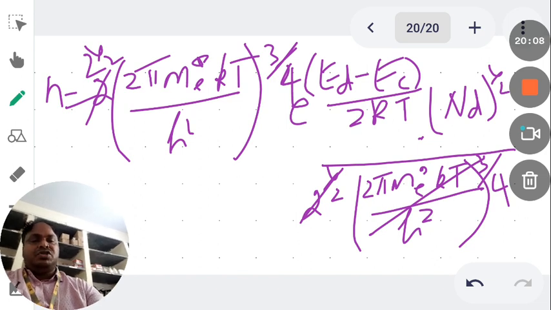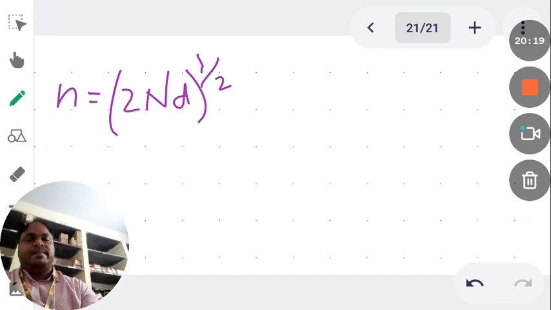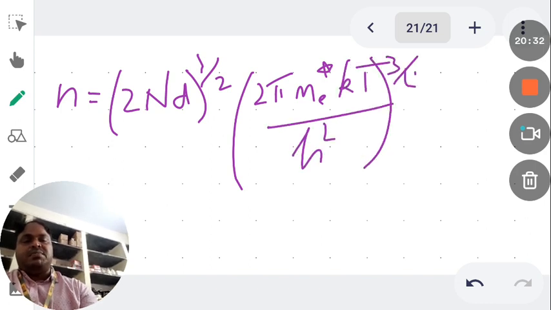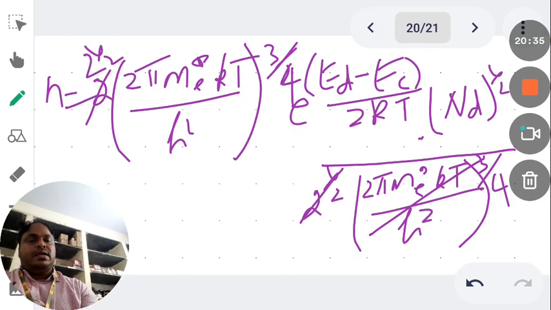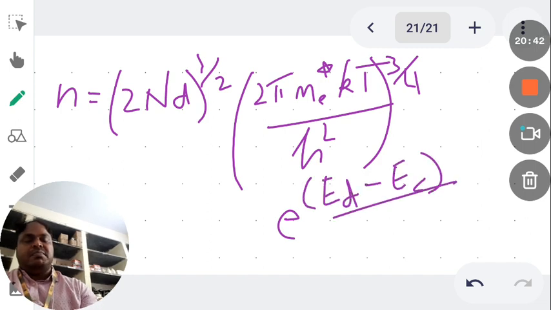Right? Now we are going to join this 2 power half and ND power half together. So n is equal to 2 ND power half, right? Then you will have 2 pi me star KT by h square power 3 by 4, right? Then e power (ED minus EC) by 2 kt.